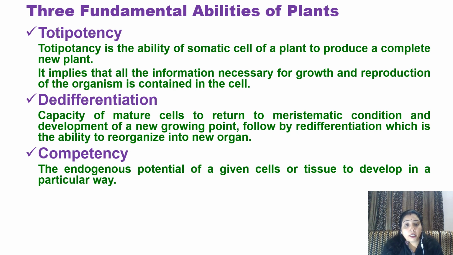De-differentiation. Capacity of mature cell to return to the meristematic condition and development of a new growing point, followed by redifferentiation, which is the ability to reorganize into new organ. That means when already differentiated cells again become meristematic and redifferentiate themselves is known as dedifferentiation. Third one is competency, the endogenous potential of a given cell or a tissue to develop in a particular way. These three qualities help in the technique of plant tissue culture.